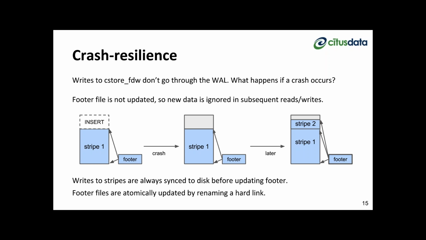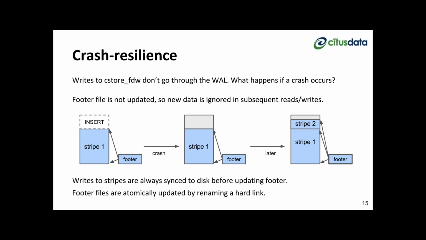So you will lose that write if Postgres crashes, obviously, but it doesn't get CStore into a bad state, because only when the write completes does it overwrite the footer file, and this is an atomic step, because it writes out a temporary file and then renames it to the footer file, and this is atomic. So the footer file can never get truncated if there is a crash.